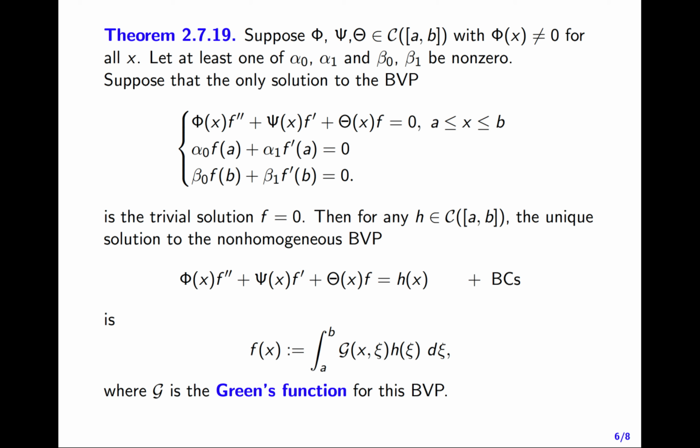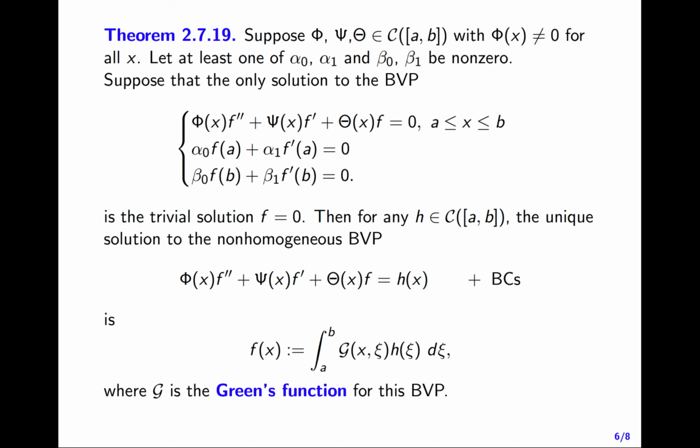And here is our answer. For any function h that is continuous on the interval a to b, the unique solution to the non-homogeneous boundary value problem, phi of x times f double prime plus psi of x times f prime plus theta of x times f equals h of x plus the boundary conditions, is the function f of x equals the integral from a to b of a certain special function g of x and c times h of c integrated with respect to c, where g is the so-called Green's function for this boundary value problem.